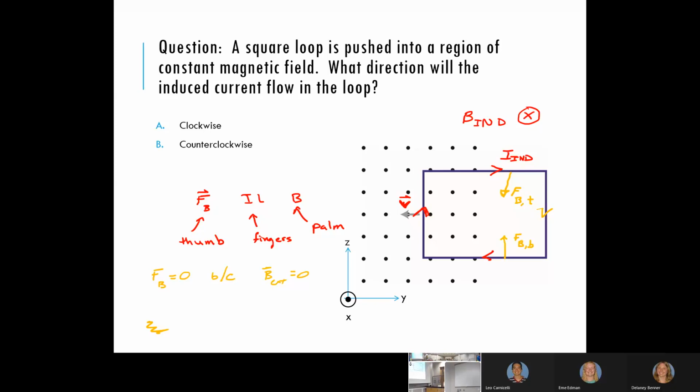So maybe I should be more specific. The magnetic force on the left piece is 0. The magnetic force on the top piece is the same magnitude as the magnetic force on the bottom piece. So those two will cancel out. And so the last piece, of course, is the right piece. We run our fingers in the direction of current, flip our palm so that the magnetic field is pointing out, and we find that the force on this last piece is to the right.